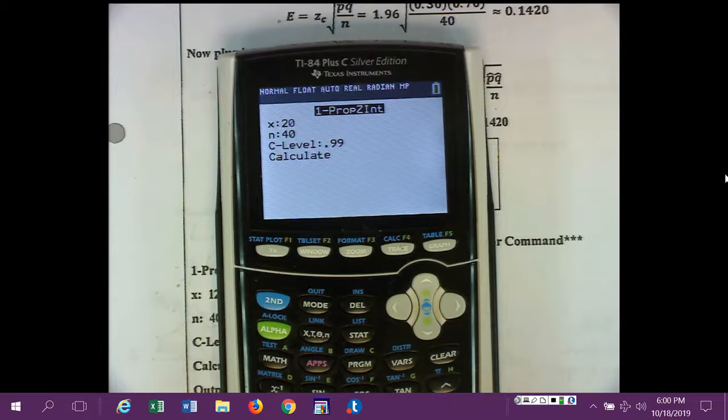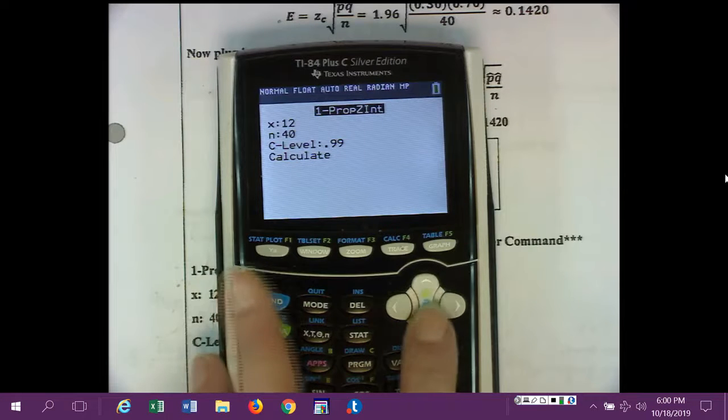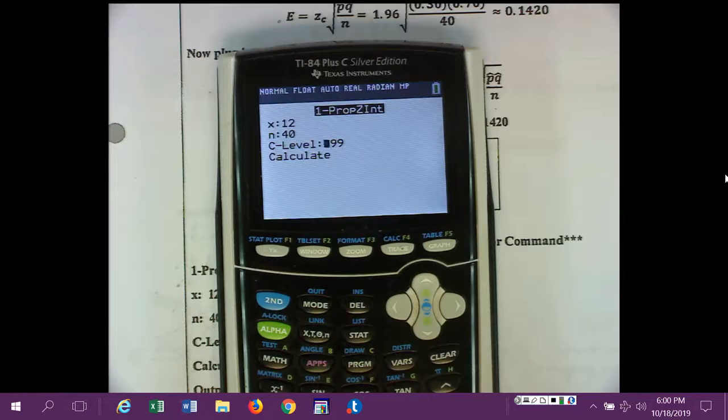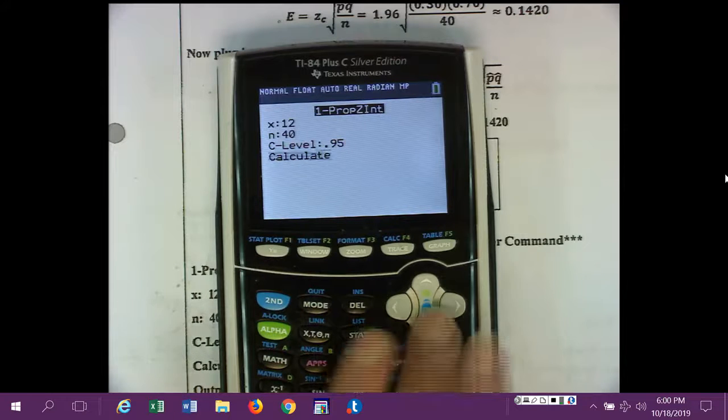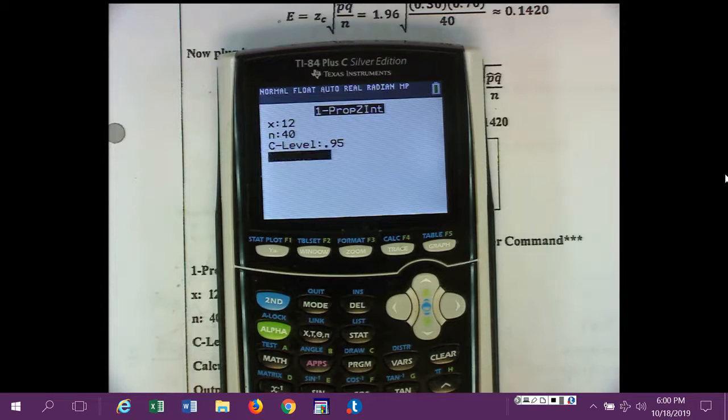Notice how very little information they ask you. They ask you for the X, those people exposed, out of the sample size, and the degree of confidence. And it said that in this particular problem, that 12 out of 40 people were exposed. And the degree of confidence, 95%. And then calculate. And then enter.